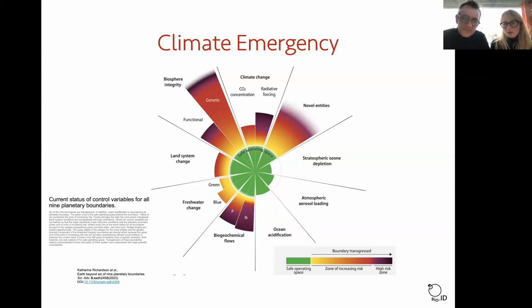So we wanted to maybe situate some of the work that happens within BioID in terms of what really is one of the most pressing challenges that we face. And that is our growing climate emergency. And we often talk about this in very high-level terms in terms of carbon. But there was a very interesting paper published just this year about the 9 planetary boundaries and where we are operating outside of a safe space in terms of being able to sustain future generations.